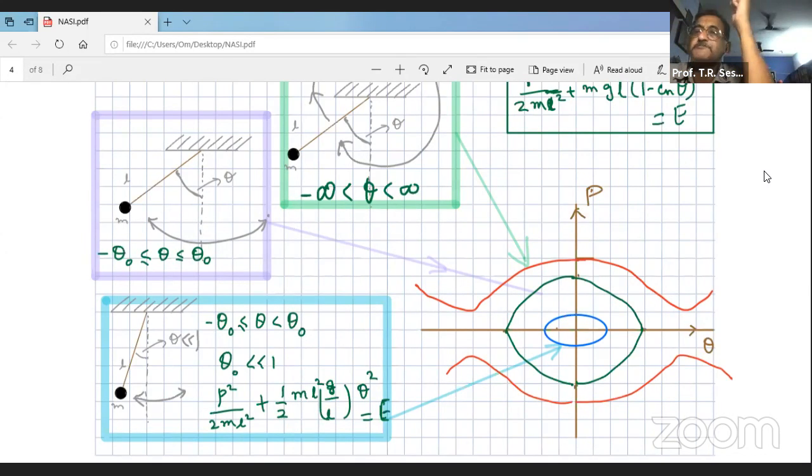Once it has passed this point, the pendulum is again coming down in height. The potential energy is decreasing, kinetic energy is increasing, so the momentum is increasing, and the momentum picks up and the red line goes. So this oscillatory behavior keeps going on.